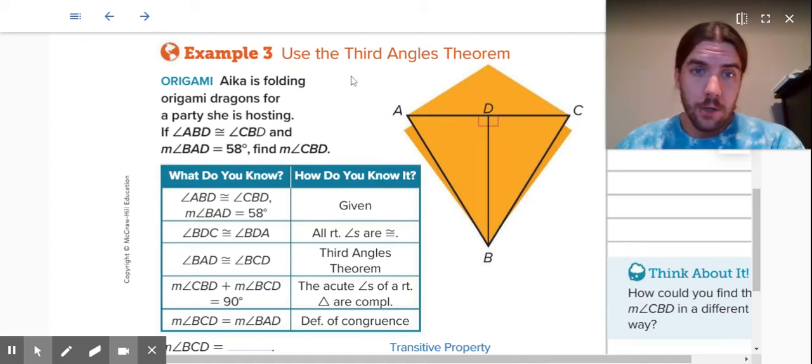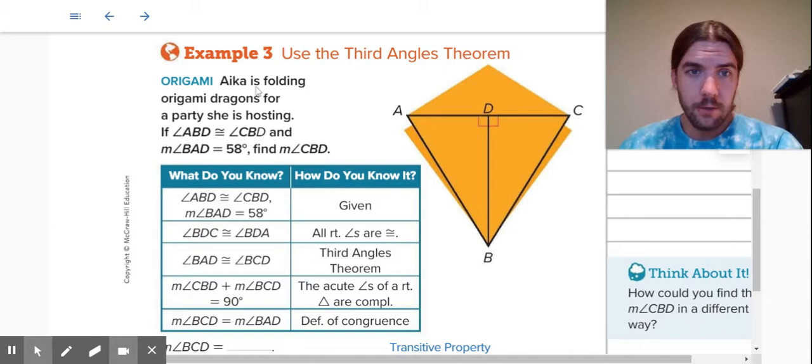All right, let's take a shot at using that third angles theorem. So in this example, Aika is folding origami dragons for a party she is hosting. If angle ABD, so this little angle down here, is congruent to angle CBD, so these two angles are congruent, and the measure of angle BAD, so this guy over here, is 58 degrees. Well, that would also mean that BCD should be 58 degrees, right?